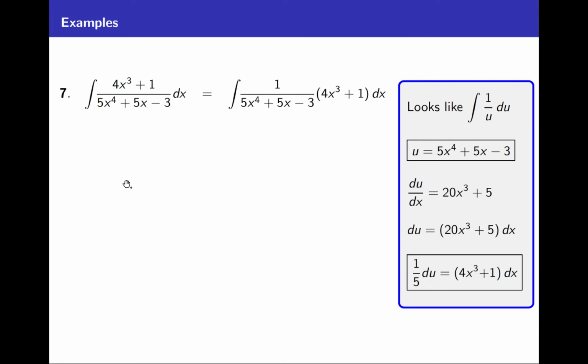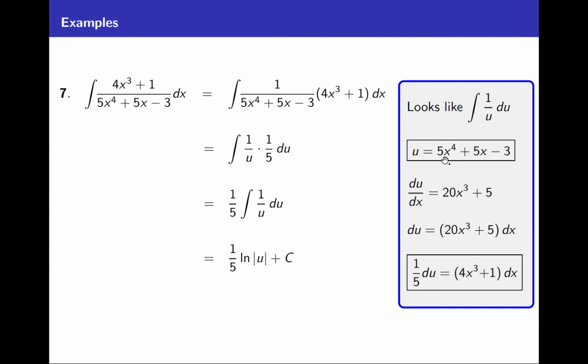So now we can make this substitution. This 1 over 5x to the fourth plus 5x minus 3, that's 1 over u. And what's remaining over here, the 4x cubed plus 1 dx, is 1/5 du. Factor out that 1/5, and you get 1/5 integral of 1 over u du. And we have an integration rule for integral of 1 over u du. It's ln of u. So 1/5 ln of u plus c.